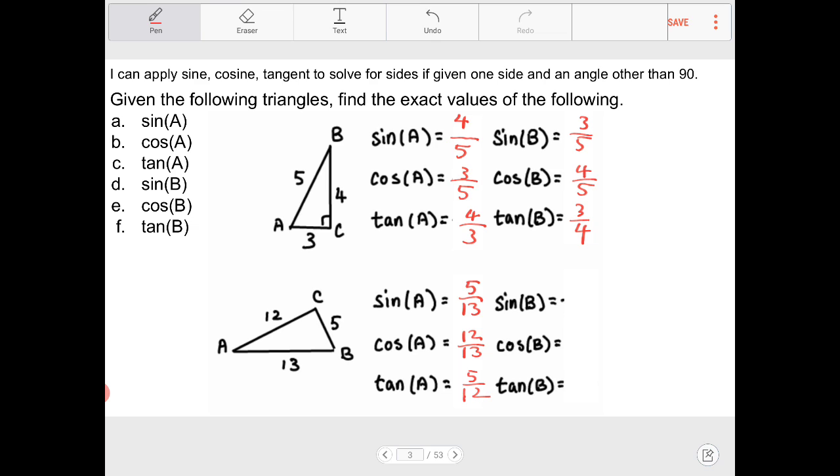Moving on, I'm looking at sine of B. The side opposite of B is 12. The hypotenuse is 13. Cosine of B, I'm looking at the side that's adjacent to angle B, and that's side length of 5. And the hypotenuse is 13. And lastly, the ratio between opposite to adjacent is 12 over 5.